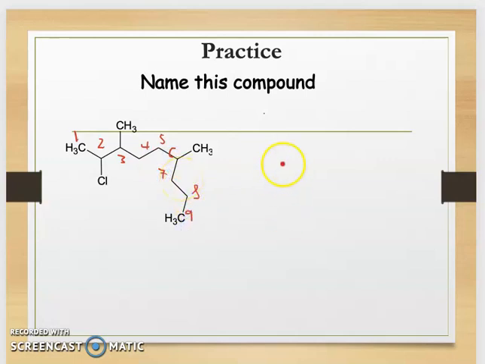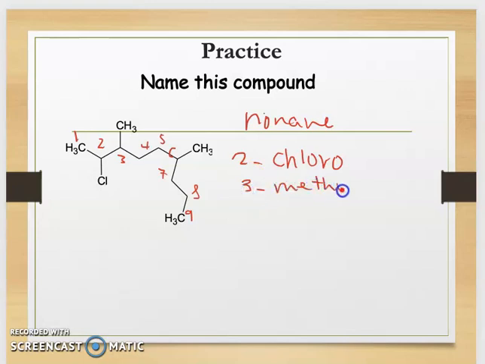Alright, so parent chain is nonane. And then on carbon 2, I have chlorine. Chlorine is going to become chloro, okay? Because it's a halogen, and every halogen will follow this. Fluorine will be fluoro, iodine will be iodo. And then on carbon 3, I have a methyl. Remember, methane becomes methyl when it's a branch. And on carbon 6, I have methyl again.